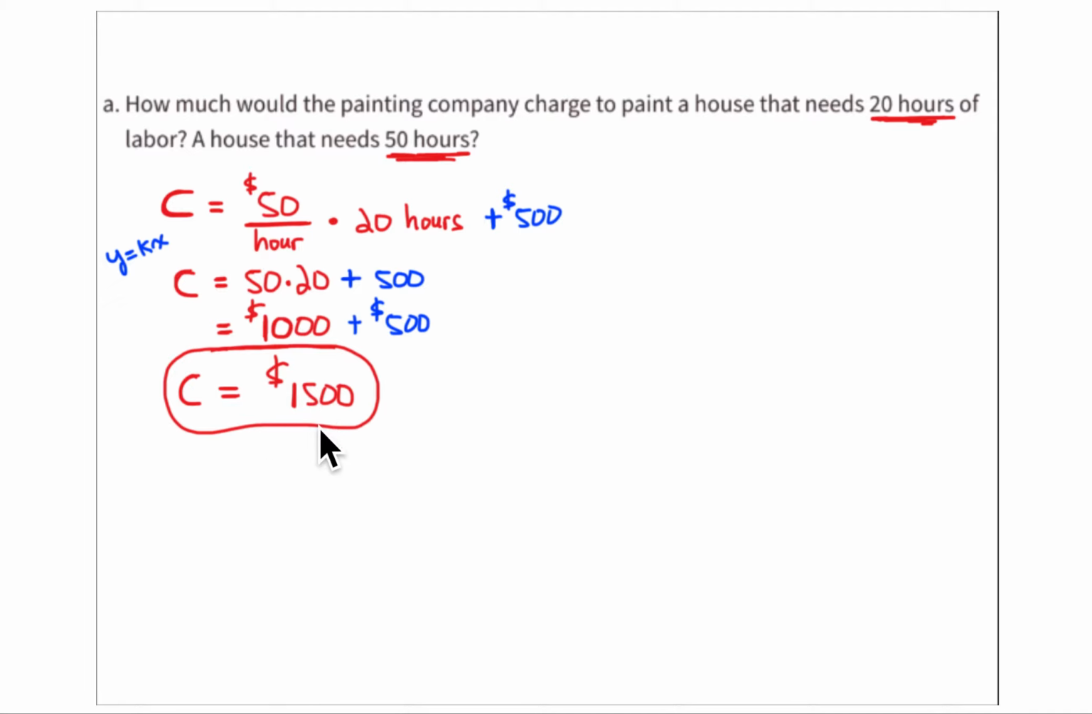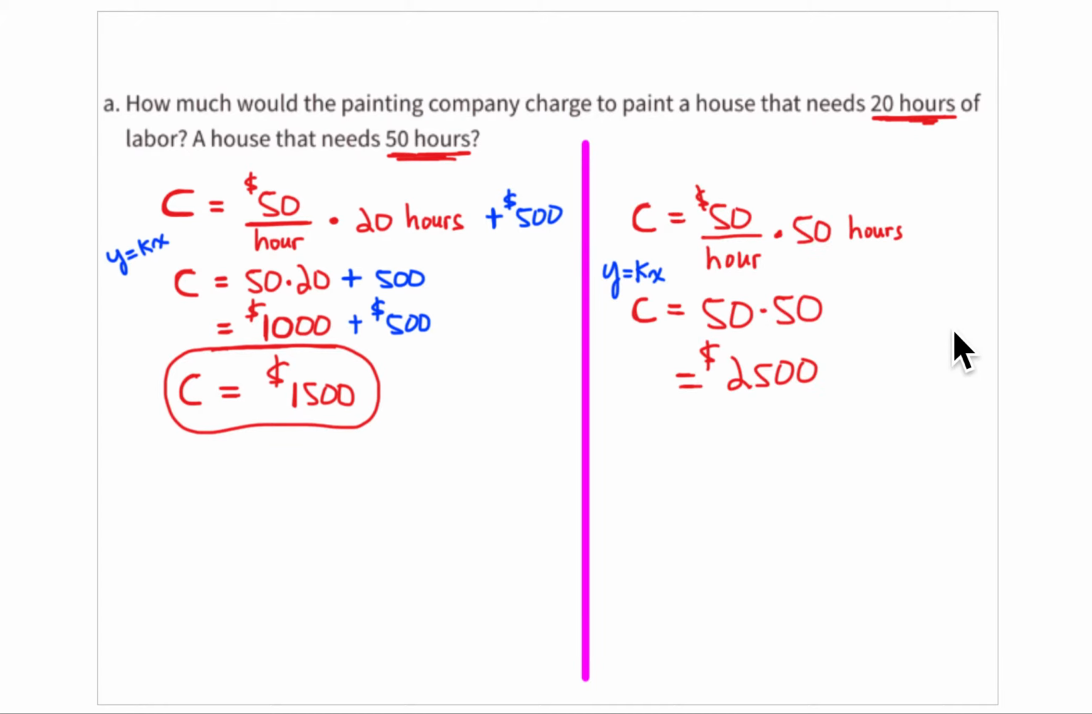So the total cost is $1,500. Now this equation is going to change. We're going to add that supply cost onto this equation, and you're going to see that in a little while.